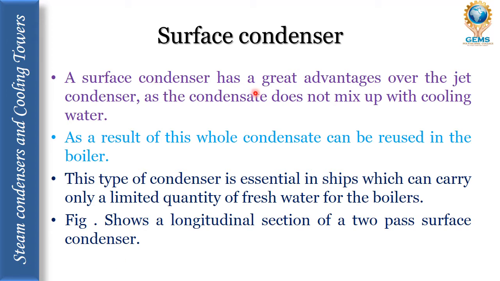A surface condenser has a great advantage over the jet condenser, as the condensate does not mix with the cooling water. As a result, the whole condensate can be reused in the boiler. This type of condenser is essential in ships, which can carry only a limited quantity of fresh water for the boilers. In the next slide, the figure shows the longitudinal section of the two-pass surface condenser.